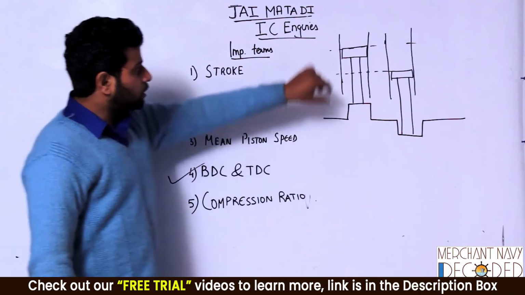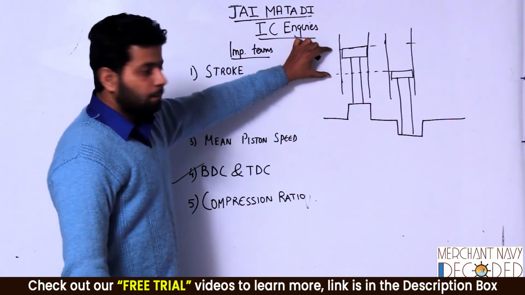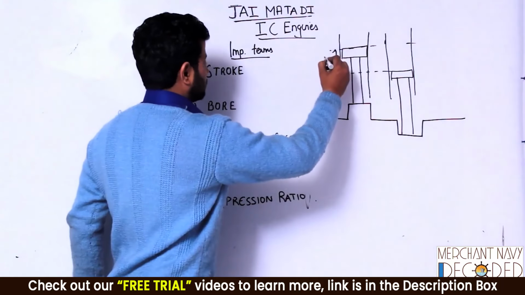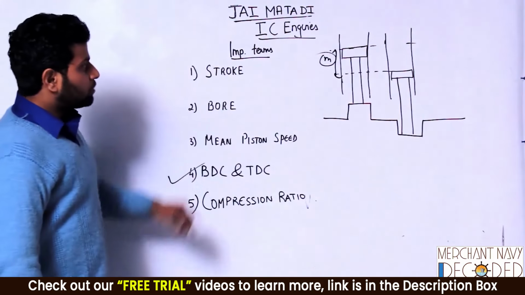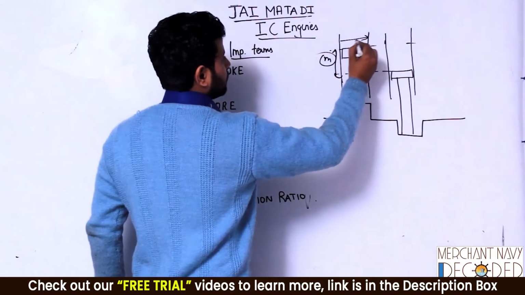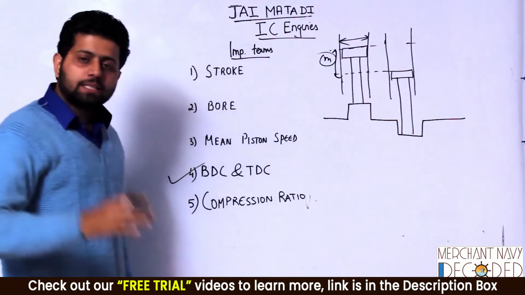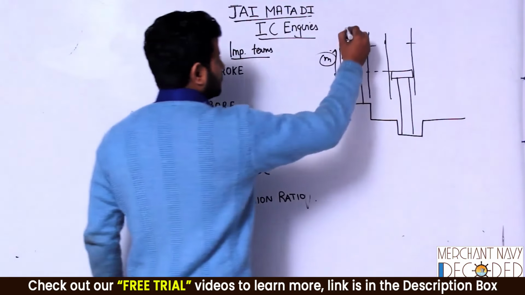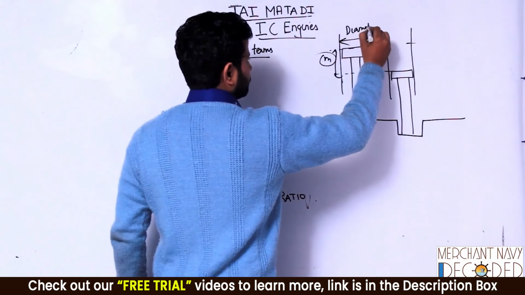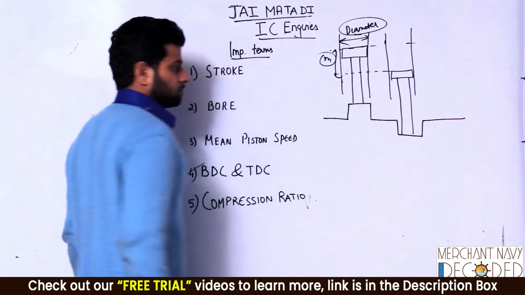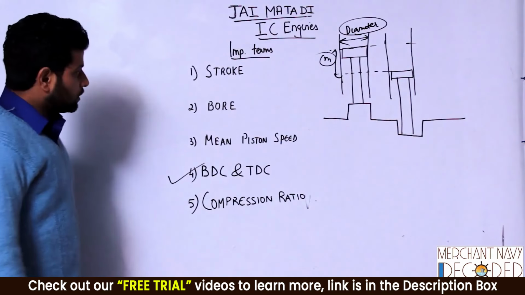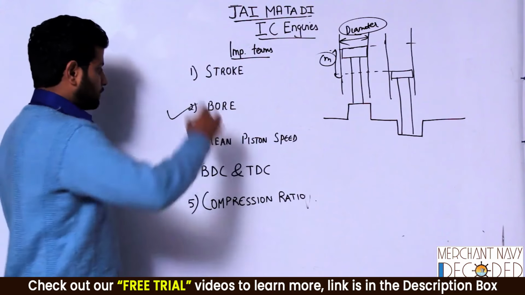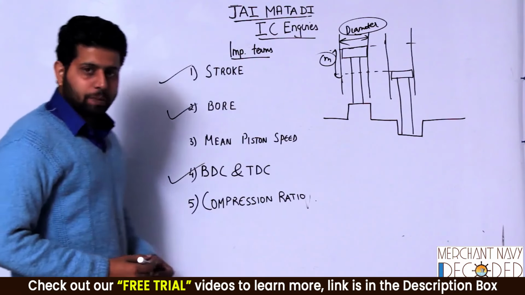What is a stroke? Stroke is the distance traveled by the piston between BDC and TDC. So this is the stroke length, which is in meters. What is the bore? Bore is the diameter of the liner. Clear guys? This is again important when we calculate power of the engine. Done.